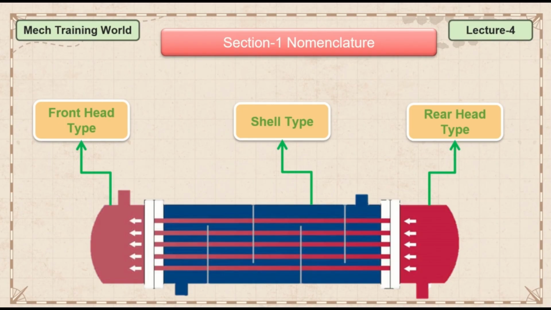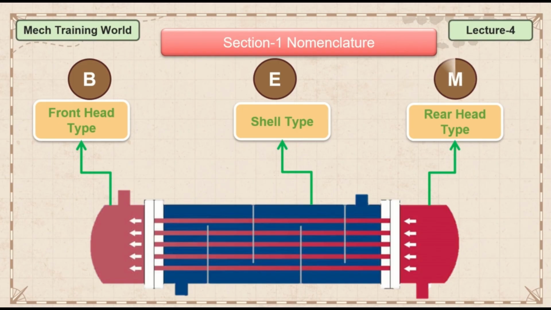To categorize different types of heat exchangers, we need to understand the front head type, shell type, and rear head type. Generally, the front head type is commonly referred to as B in the nomenclature, while the shell type is referred to as E. And finally, the rear head type is defined as M in section 1 nomenclature.